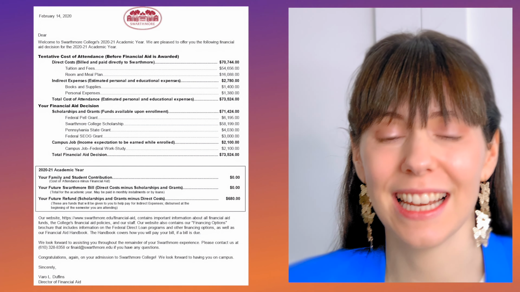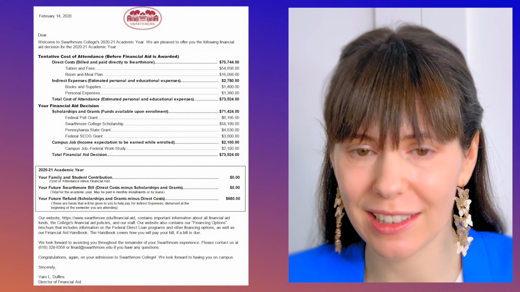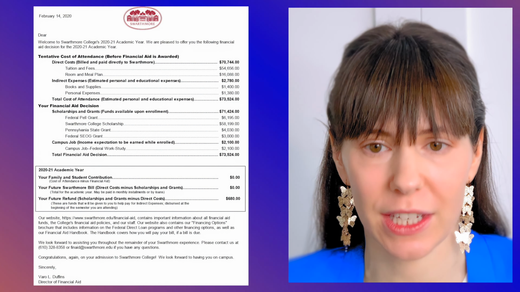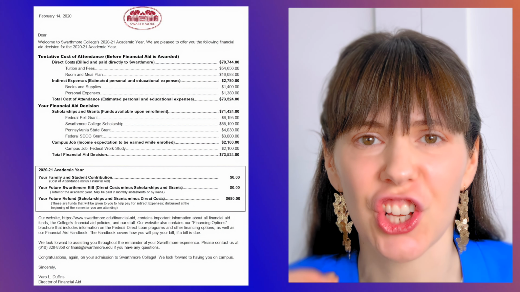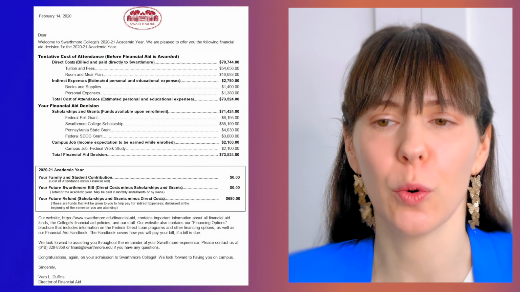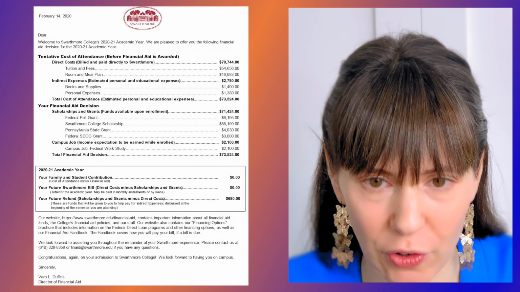So this letter is an example of what I call a perfect letter. This child got into a school, he has an expected family contribution of 0, and he got into a school that meets 100% of need, and it's a no-loan school. This is not that common, so when you see a letter like this, you are just like, oh my God, this is the most beautiful thing I've ever seen.